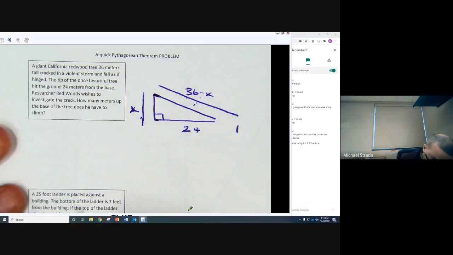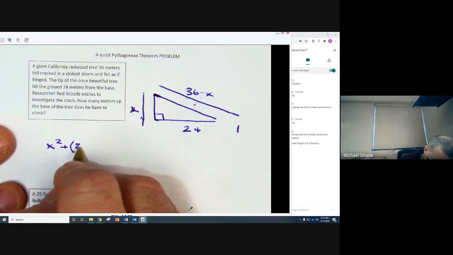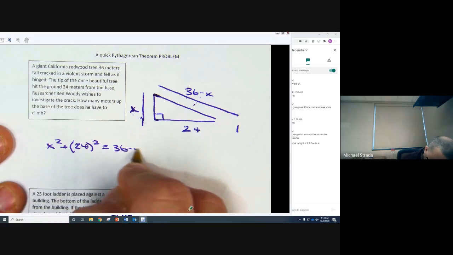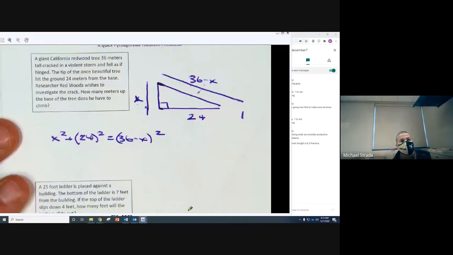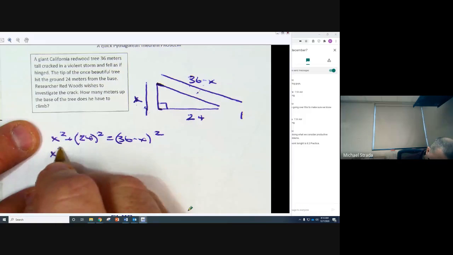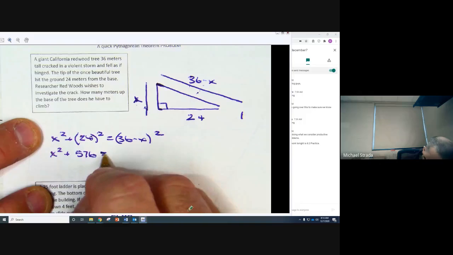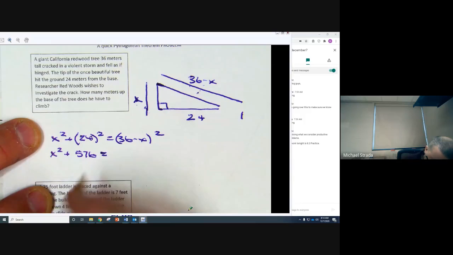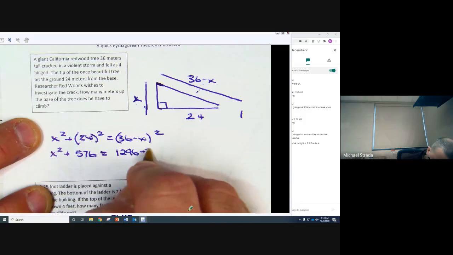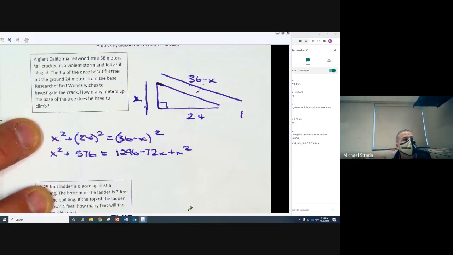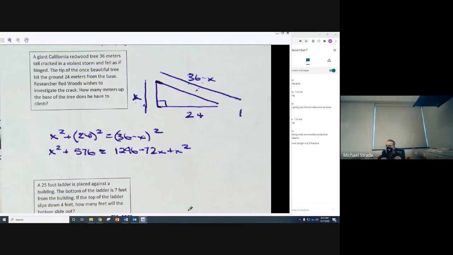All right, so X squared plus 24 squared equals 36 minus X squared. X squared is going to stay at X squared. 24 squared is 576 equals 36 squared, 216 and 1080 is 1296 minus 72x plus X squared. Two questions. One, does everybody understand where the right-hand side comes from? If not, I will gladly explain it to you.